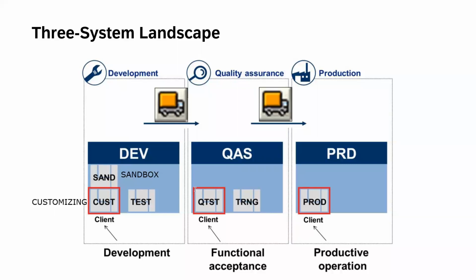In your quality system, the main client will be your QT, the quality assurance system client. This is the main client where all the changes from your development will be imported, and after testing in your quality client, they will be moved to your production system. Your quality system may have more than one client: one for quality testing, another for training purposes. For example, in a big company there are thousands of employees working.